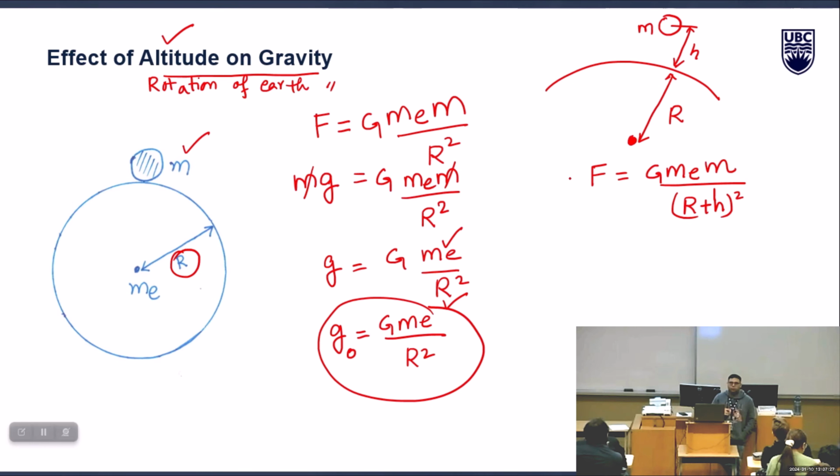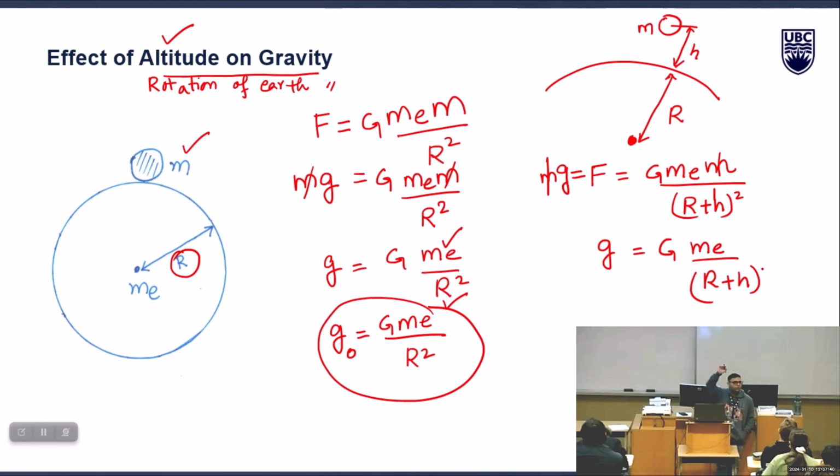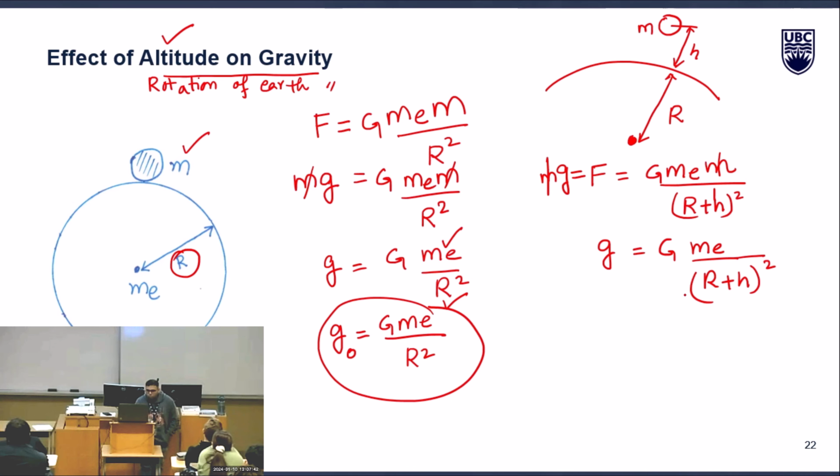We can again write that F is equal to mg and cancel out that m, and g will be equal to capital G Me over (r plus h) whole square. Now let's call that g, the acceleration due to gravity experienced by an object located somewhere above the surface, and represent it with g sub h.